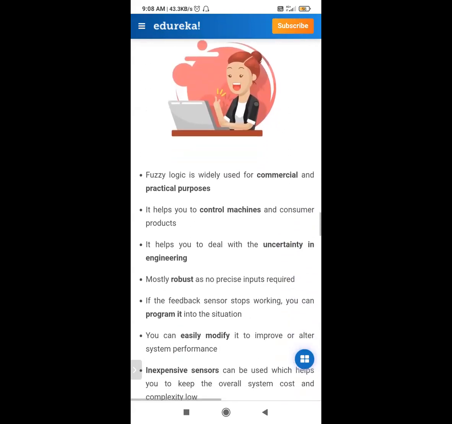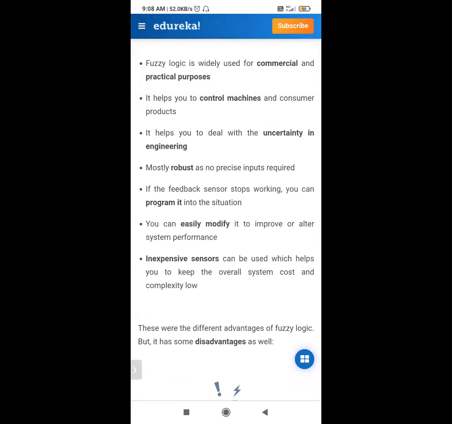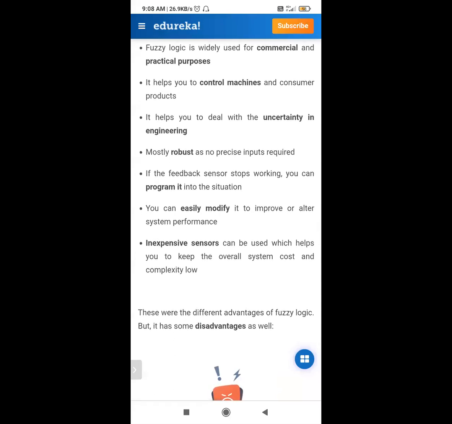Next, it is widely used for commercial and practical purposes. Next, it helps us to control the machines and consumer products. Next, it helps us to deal with the uncertainty in engineering. Next, it is mostly robust as no precise inputs are required.